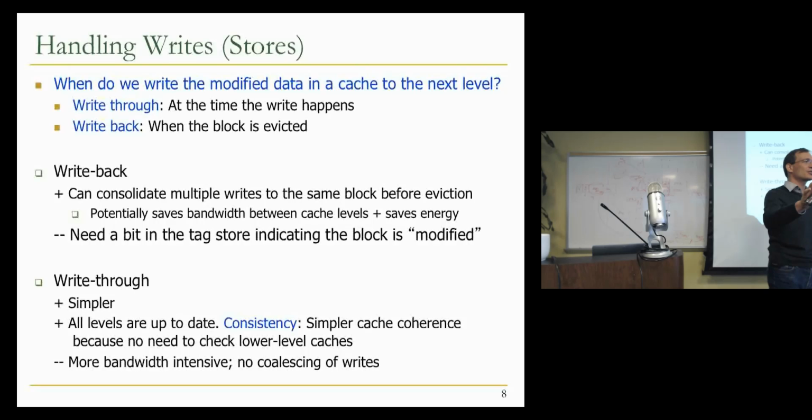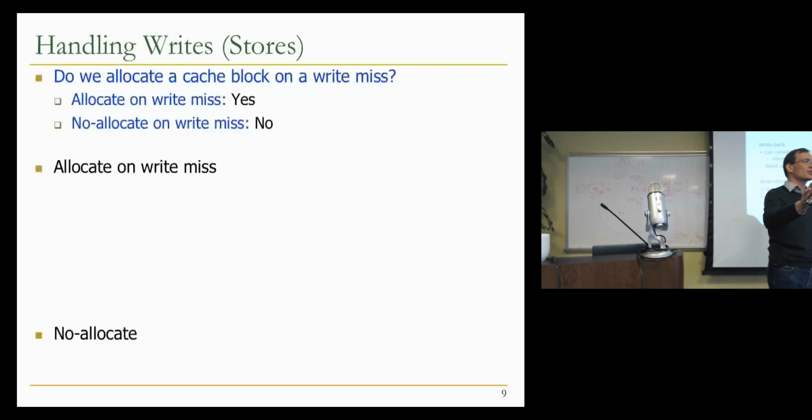Make sense? Okay. These are interesting trade-offs. There's another issue with writes, actually. And that question is, do we even allocate a cache block on a write miss? Actually, you could ask this question for any cache block. Do we even want to allocate a block for this particular block that we fetch from memory? Do we want to put it into the cache? If the block is going to be reused, probably the answer is yes. If it's not going to be reused, then the answer should be no.